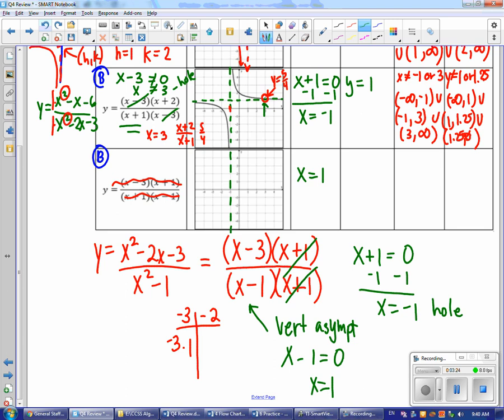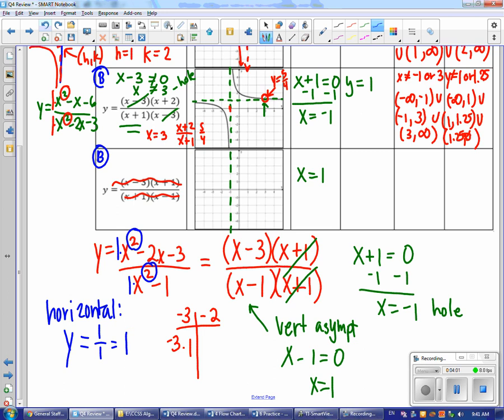The horizontal asymptote I find by comparing the degree of my original problem. So if I look at the numerator, it's got a degree of 2. The denominator also has a degree of 2. And remember, the degree of a polynomial is just the highest exponent. When the degrees are the same, my horizontal asymptote is found by taking the ratio of the coefficients. So if I think about the coefficient of x squared in both cases, it's just 1. So that means my horizontal asymptote is going to be 1 over 1, which is just 1.